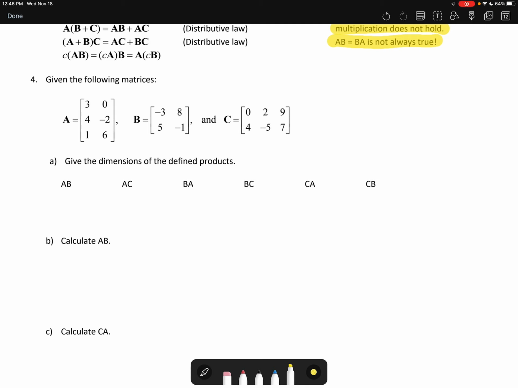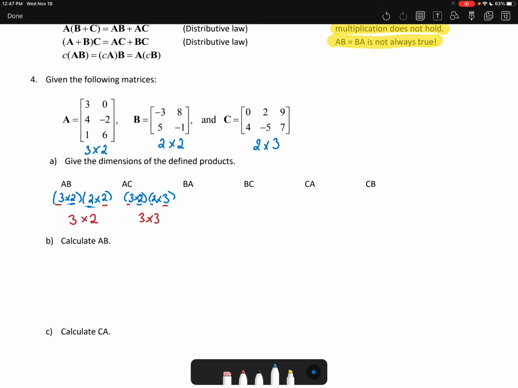Okay, so if I want to see if these exist, I have to check. If I'm going to do A times B, that means I'm taking a 3 by 2 multiplied by a 2 by 2. The middle numbers match. The columns in the first match the rows in the second, which means I can do this. And it means my result will be these outer dimensions of a 3 by 2. Can we do A times C? Well, A is that 3 by 2. C is a 2 by 3. The insides match, so yes, we can do it. The final result should be a 3 by 3 matrix.